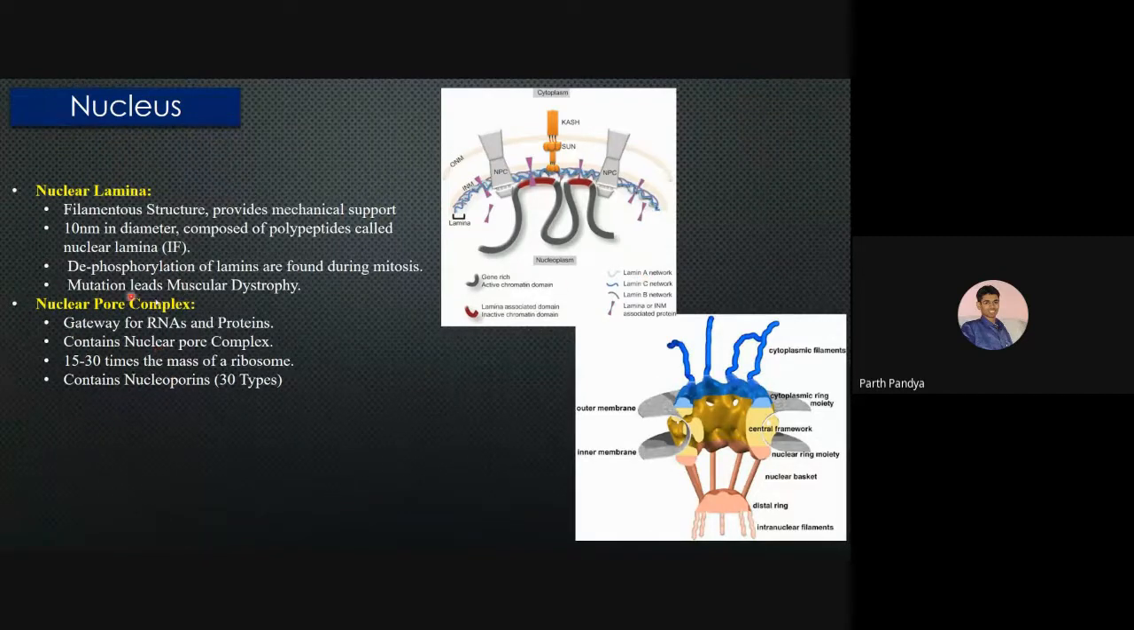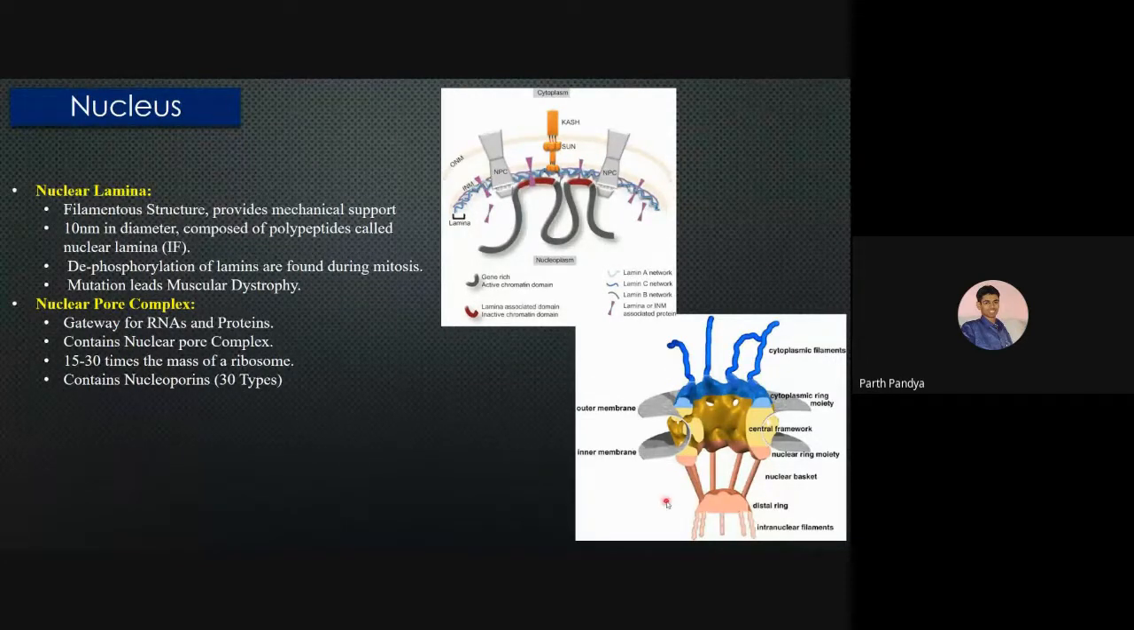Then we have the nuclear pore complex, a gateway for RNA and proteins. It forms a big nuclear pore complex, due to which mRNA and other proteins of larger size can easily pass. It is around 15 to 13 times the mass of the ribosome, and around 30 different types of nuclear porins have been found so far in humans.